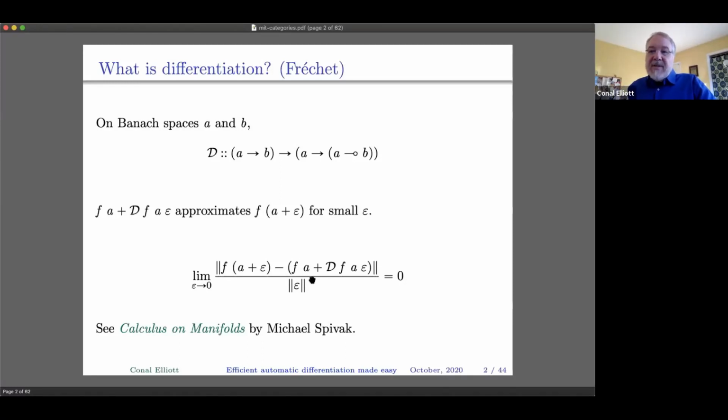Okay, as epsilon goes to 0, that quotient needs to go to 0. So that is a property. It's not a constructive definition. It's a property of d of f of a. And if this property is satisfiable, if there is such a d of f of a, then it's unique, and that's a theorem in the higher dimensional calculus.